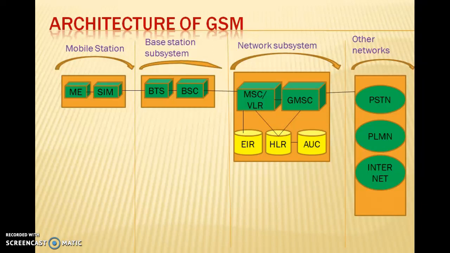Once a roaming mobile is logged in the visitor location register, the MSC sends the necessary information to the visitor subscriber's home location register so that calls to the roaming mobile can be appropriately routed over the PSTN by the roaming user's HLR. Now come to AUC, that is Authentication Center.